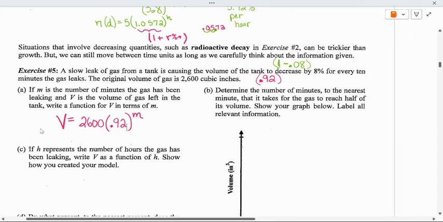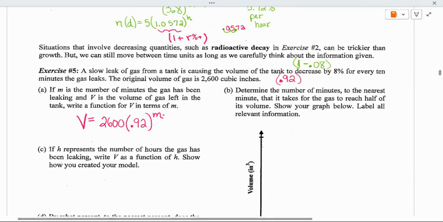But what happens? This gas leaks, how much is it? Isn't it every 10 minutes? So we have to take our number of minutes and divide it by what? If it's happening every 10 minutes, we're going to divide it by 10. So that's our exponent, m over 10. It says determine the number of minutes, to the nearest minute, that it takes for the gas to reach half of its volume. So what is half of 2,600? We're looking for a volume that's 1,300.